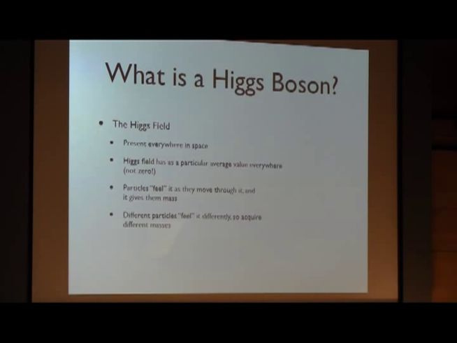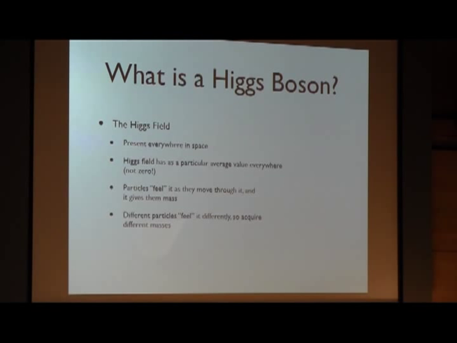So what is a Higgs boson? Well, let's start with the Higgs field. The Higgs field is a field. It's present everywhere in space. It has a particular average value everywhere, and that value is not zero, which we'll see later is very important. The particles that interact with the Higgs field feel it as they move through it, the same way an electron would feel an electric field as it moves through it. And the thing that they feel is that it gives them mass. Now, different particles feel the Higgs field in different ways, and so they acquire different masses.